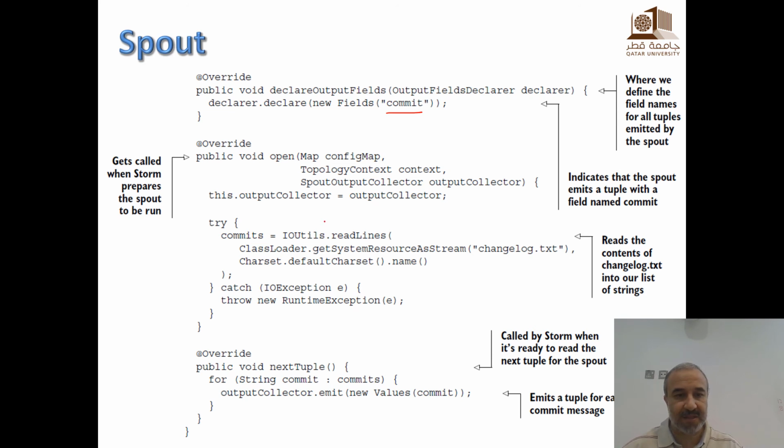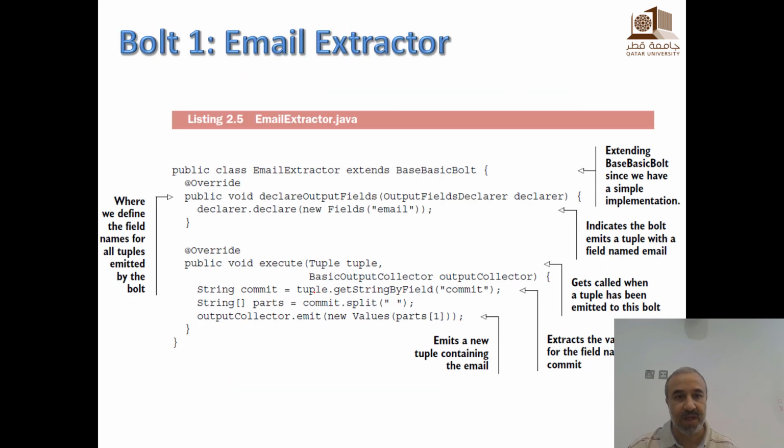Open is like the initialization or the setup function in MapReduce. It's called once in the beginning, just to prepare the stream, and then next tuple is called to emit the actual tuples. This is a bit specific to the toy example, so we'll not focus on that.